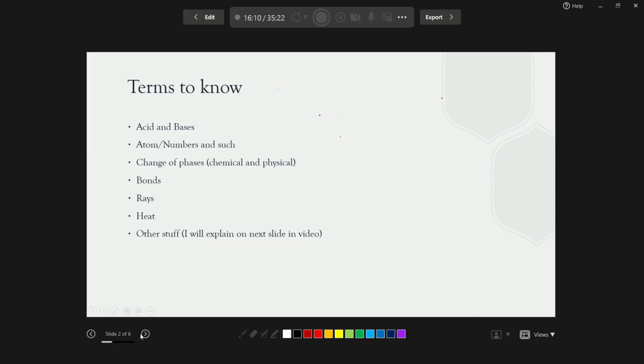Solids can't be compressed. Then you have your liquids. Liquids usually have a little more energy than solids, which gives them more flexibility to move. Therefore, they don't have a fixed shape. They just take up the shape of their container. But they don't have enough energy to change their volume, so they still have a fixed volume.